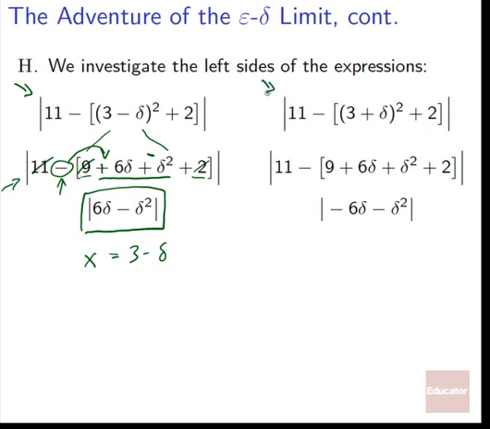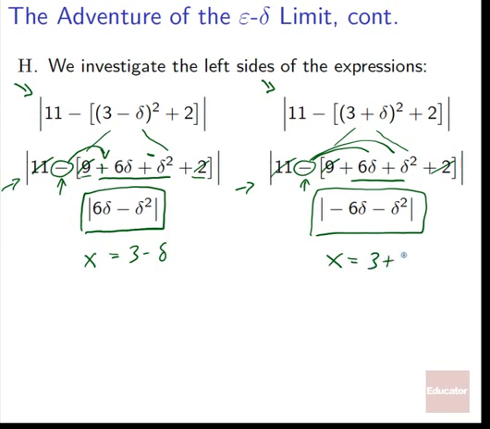Over here, the other one, we have the absolute value of 11 minus quantity 3 plus delta squared plus 2. We expand 3 plus delta squared, we get 9 plus 6 delta plus delta squared. So now we have the absolute value of 11 minus quantity 9 plus 6 delta plus delta squared plus 2. Once again, we are subtracting by what's inside of that. So the 9 and the 2 combine and take out the 11, leaving us with 6 delta plus delta squared. The minus sign distributes, and we now have negative 6 delta minus delta squared if we had plugged in x equals 3 plus delta. So that is what the distance between L and our f of x is when we plug in our most extreme possible x's, 3 minus delta and 3 plus delta.